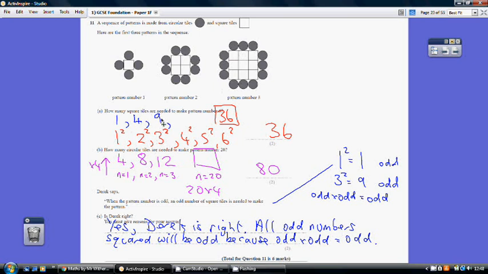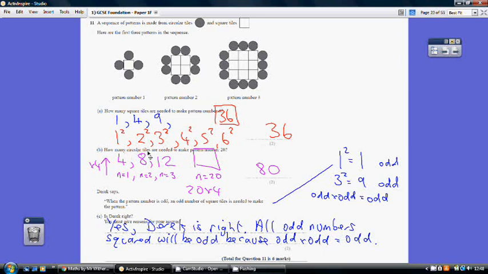And what we can see is the pattern number compared to the number of squares: we are squaring it. Pattern number 1 has got 1 squared, pattern number 2, 2 squared, pattern number 3, 3 squared. So pattern number 6 is going to have 6 squared number of squares, which is 36.